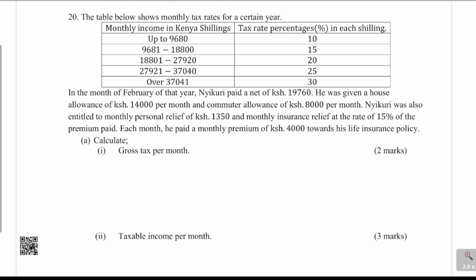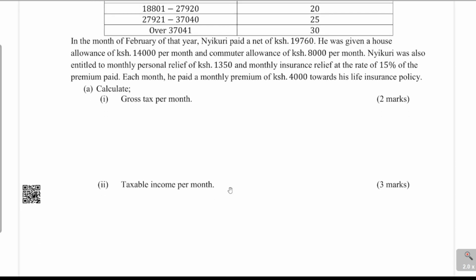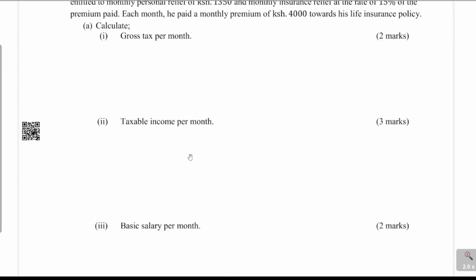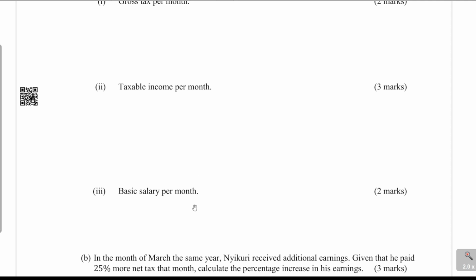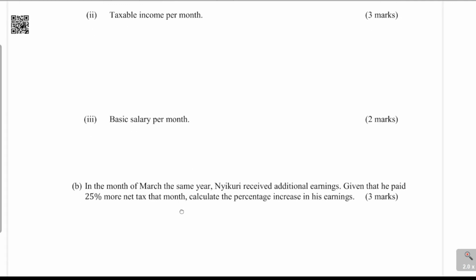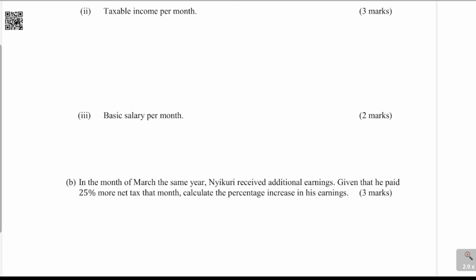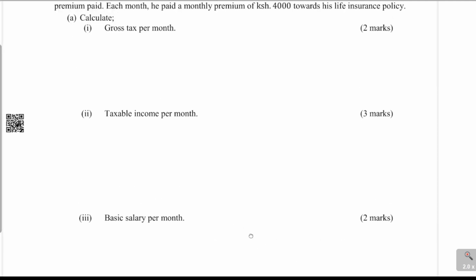Part A, calculate: 1. The gross tax per month. 2. Taxable income per month. 3. Basic salary per month. And then Part B, in the month of March the same year, Nyikuri received additional earnings, given that he paid 25% more net tax that month. Calculate the percentage increase in his earnings.